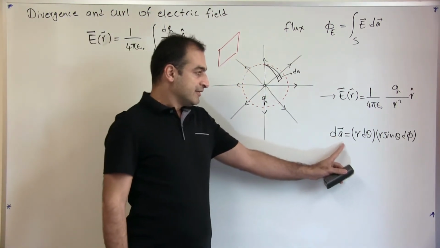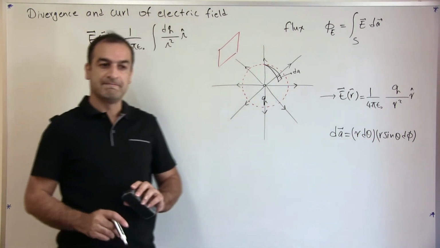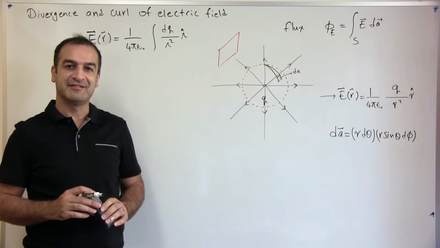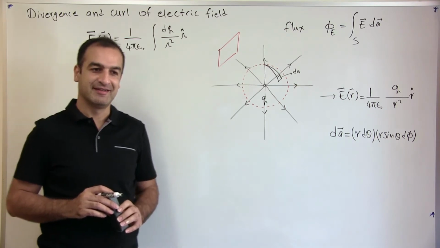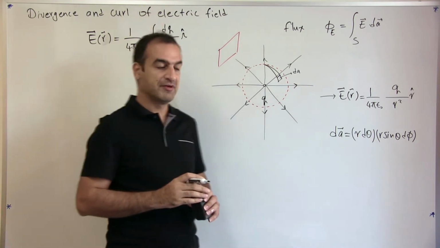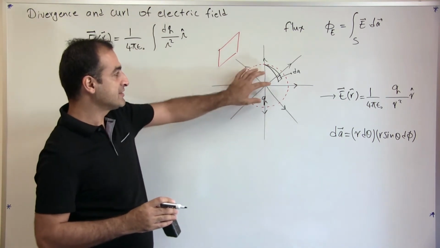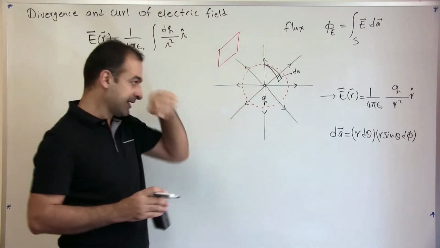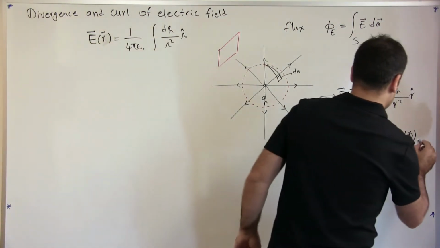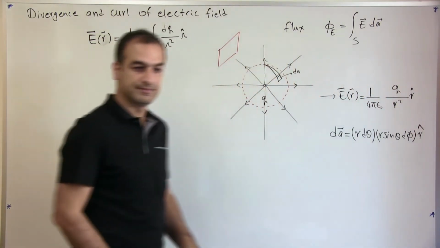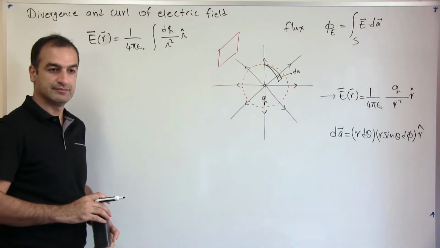dA is a vector. What is the direction of this? For dA, the direction should be perpendicular to the surface. And if you remember, we said the convention is that if you have a closed surface, dA points outward, and that means it should be in the same direction as r hat. Sounds good?